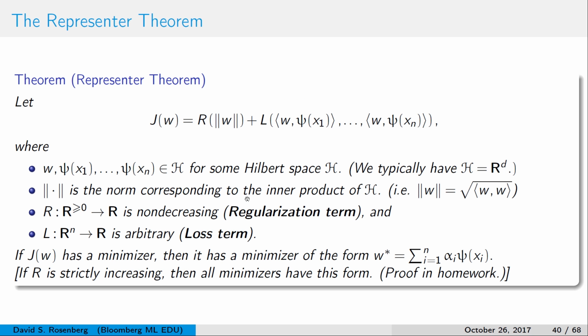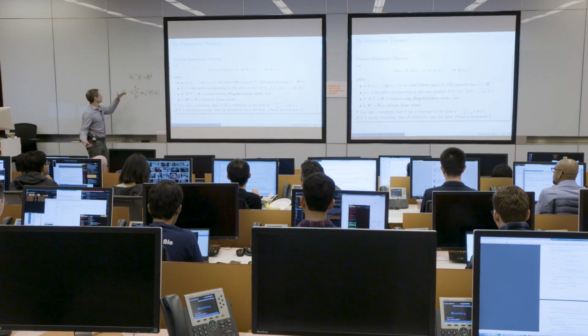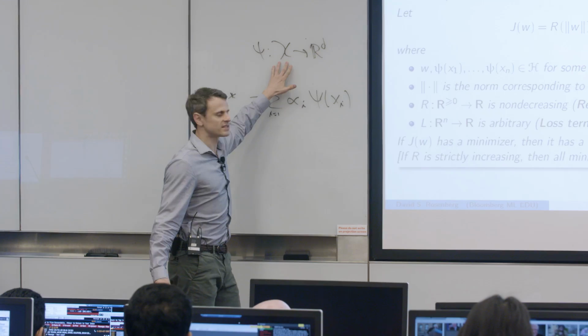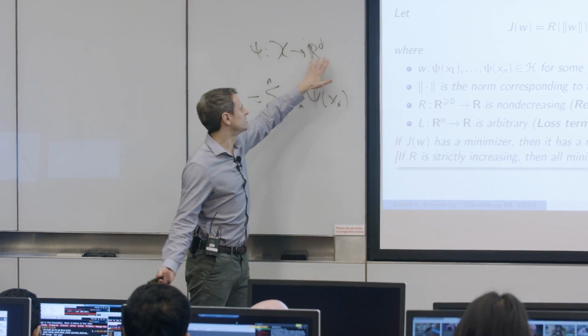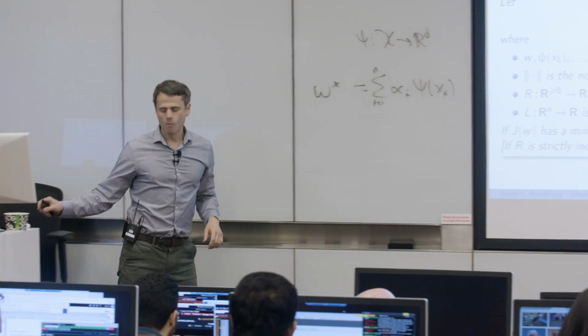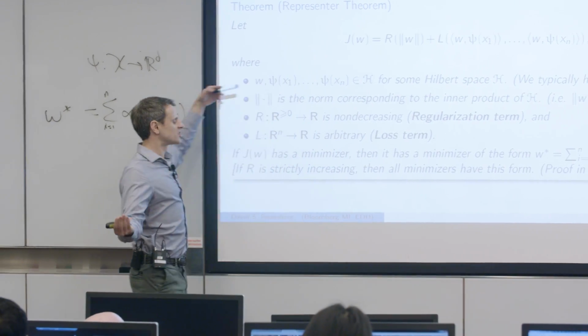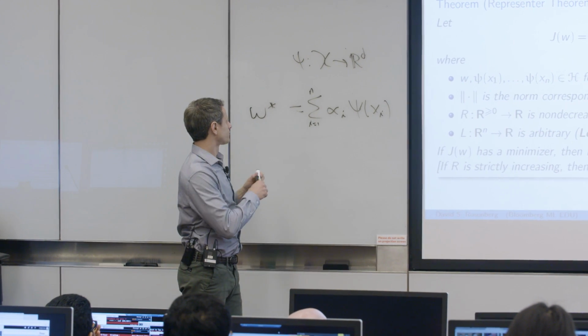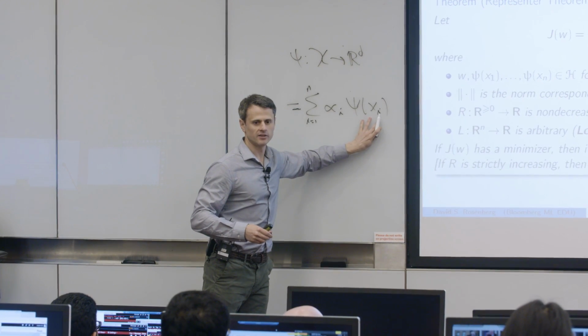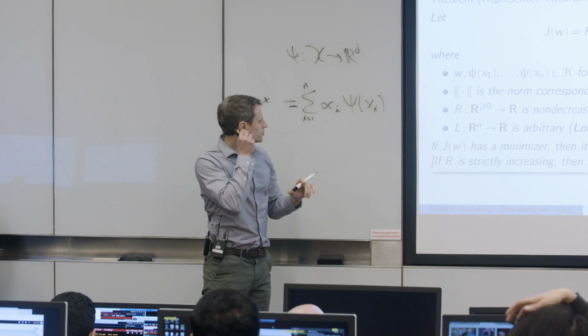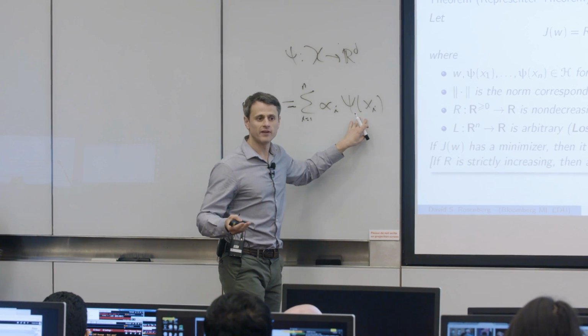I want to dwell a little bit more on this, w star is in the span of the data, just so we get a good sense for the import of this before we go on to the next topic. So let's unpack this a little bit. Remember psi, that's our featurization. Psi maps generically from some input space X to R^d. R^d is our feature space, d-dimensional feature space. Then the conclusion of the theorem is that the minimizer of this objective function has this particular form. w star is in the span of psi xi's, right?